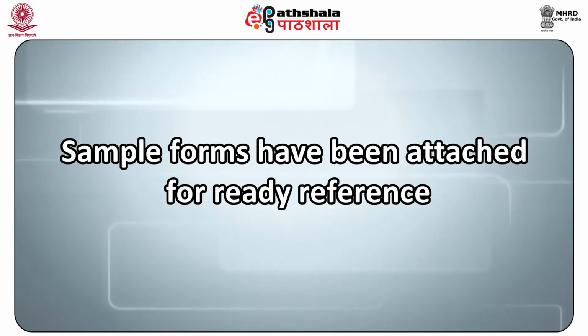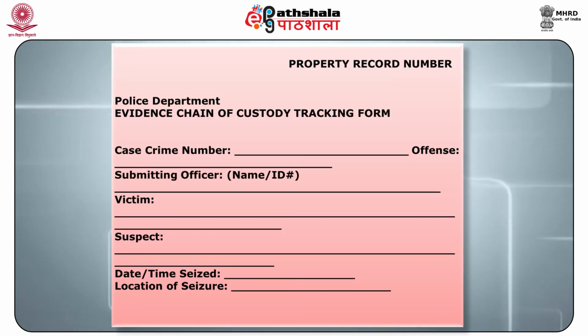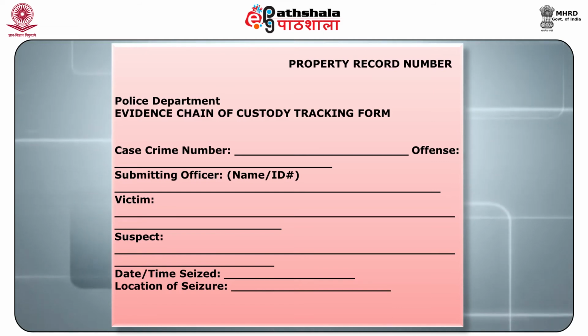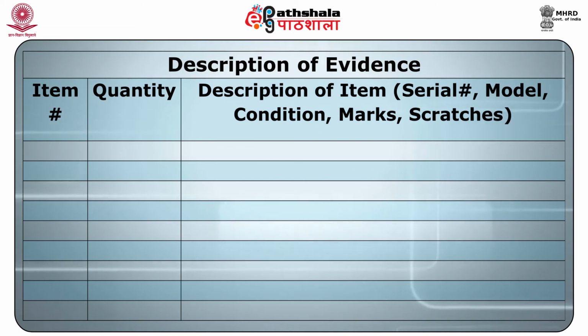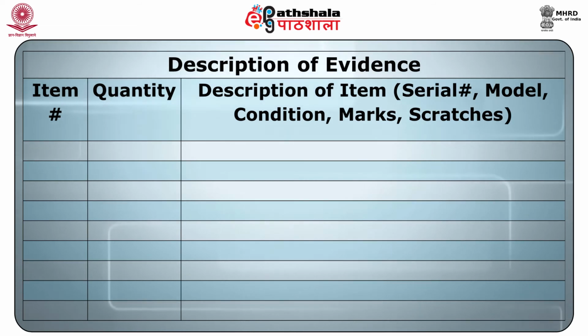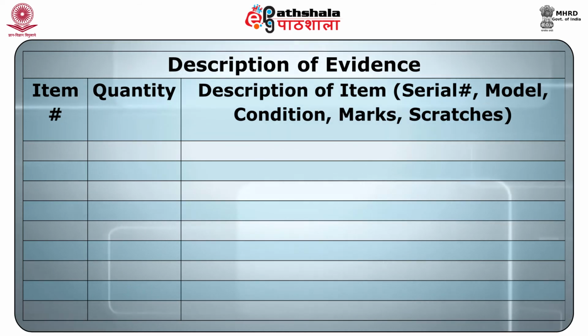Now, there is a sample form which has been attached for ready reference. In this, the police evidence chain of custody tracking form is there. In this, you can see the case number, offenses, submission officer name, victim, suspect, date and time seized, location of seizure. Now you can see the description of evidence form. In this, the first block is of item, the second block is of quantity, and the third block is the description of items like serial number, model, condition, marks, scratches.